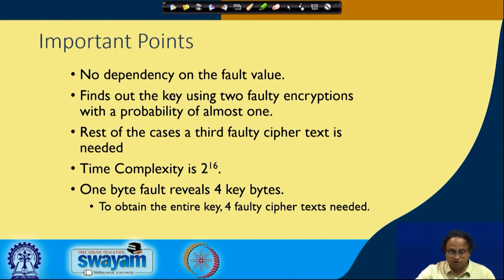One important point is that there is no dependency on the fault value because we have eliminated the fault from the equations, and we are doing this attack with a time complexity of 2 power of 16, because remember there are 2 key bytes which you are guessing in parallel. So the time is proportional to 2 power of 16. And 1 byte fault reveals 4 key bytes, because you have injected one fault and you have got 1 key quartet, but you know that in AES 128 there are 4 key quartets. So if you want the entire key you need 4 faulty cipher texts if you are injecting the fault at the input of the 9th round.